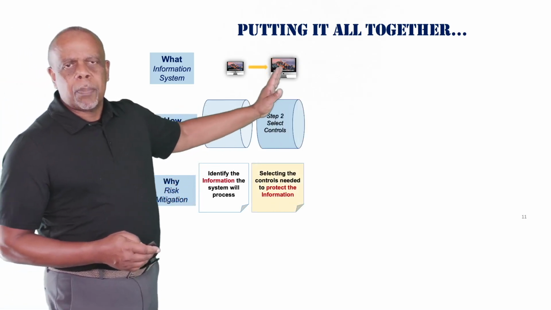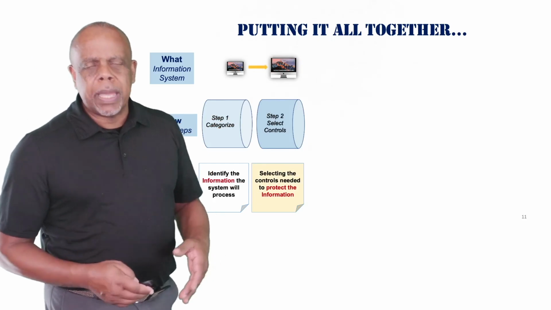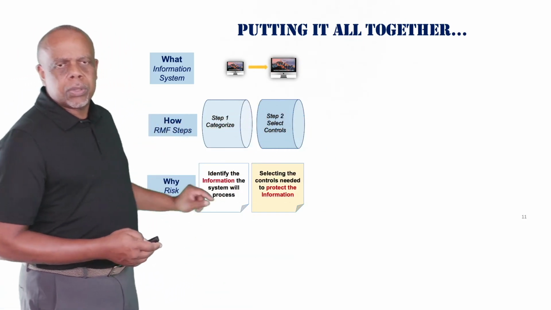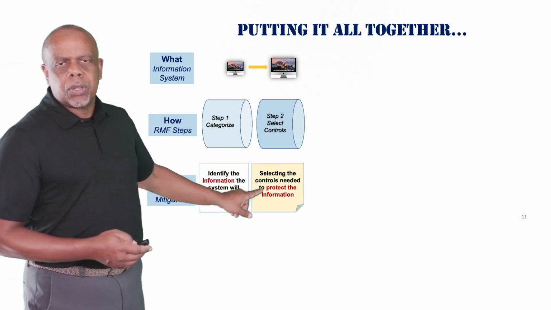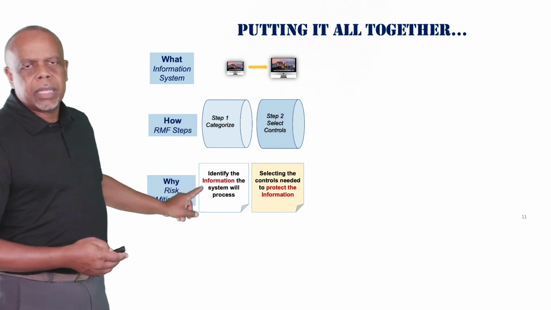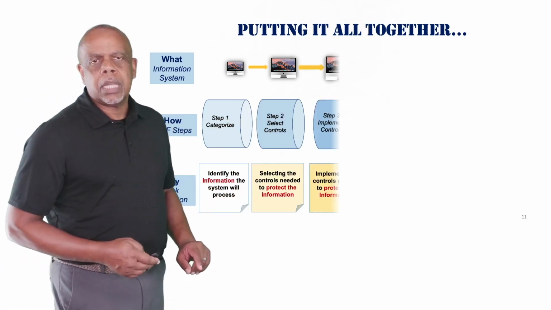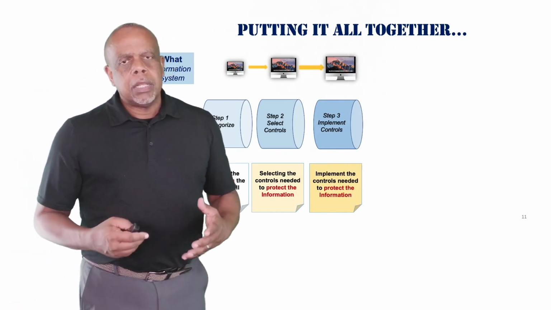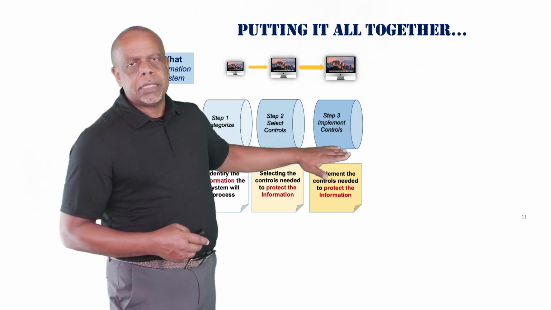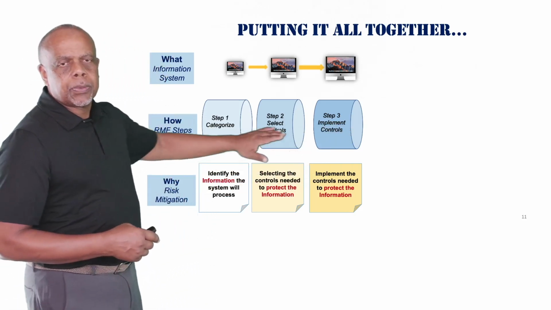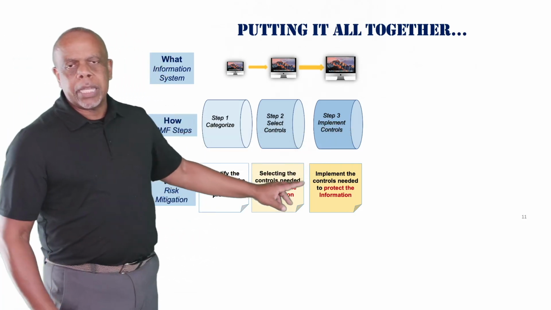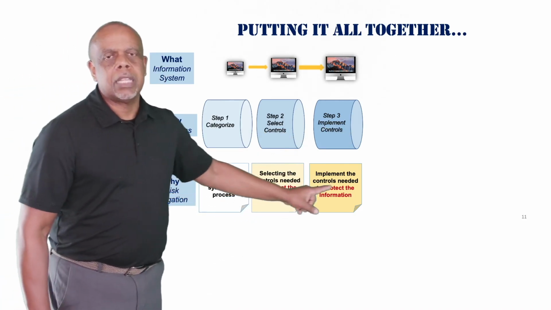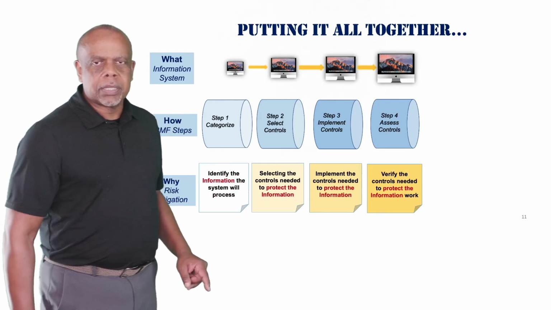Then as I get closer to buying that computer, and now I've got the technical specs, the technical parameters, I can start selecting controls. The how, that's selecting controls. Why? Because I need to select controls needed to protect the information that the system is going to process. Now I got the system in hand. Boom, we bought it. Now I can start implementing those controls. That's the how with step 3. Why? Because I want to implement the controls needed to protect the information. You see, it's always about the information that this system is going to process.